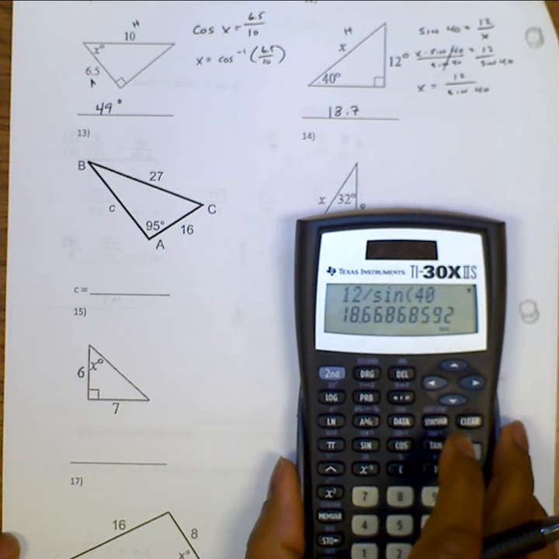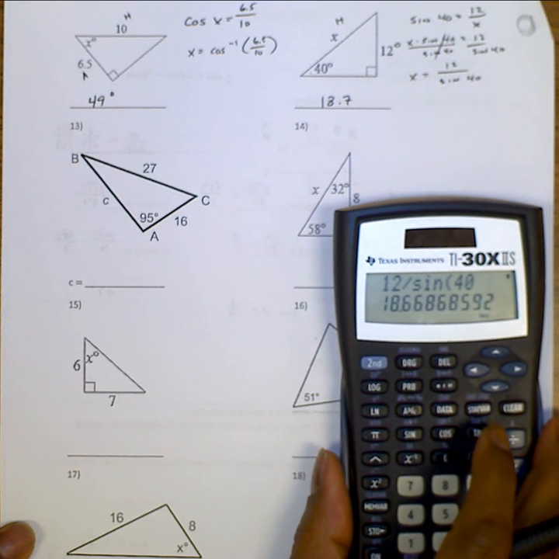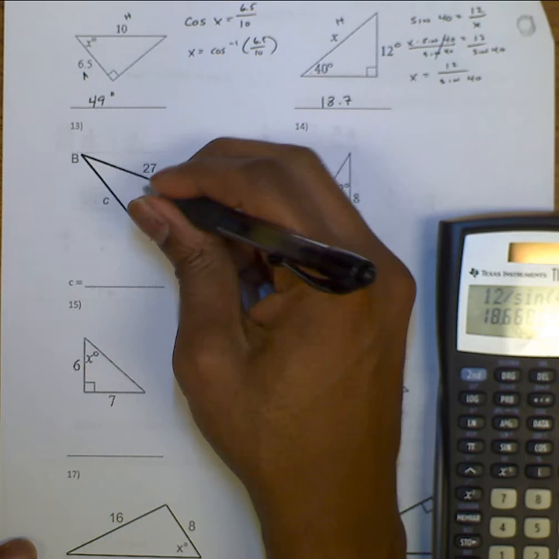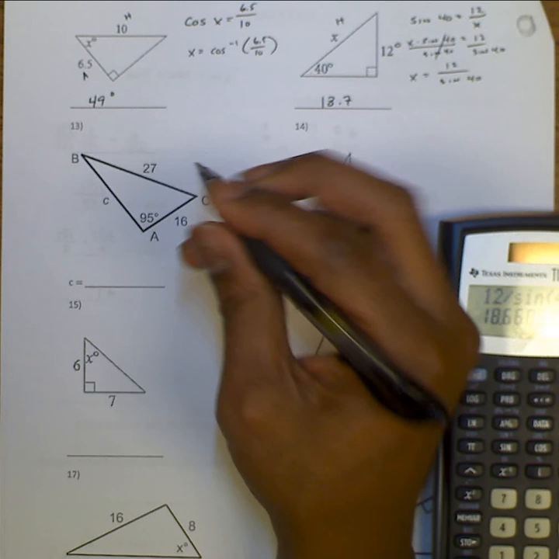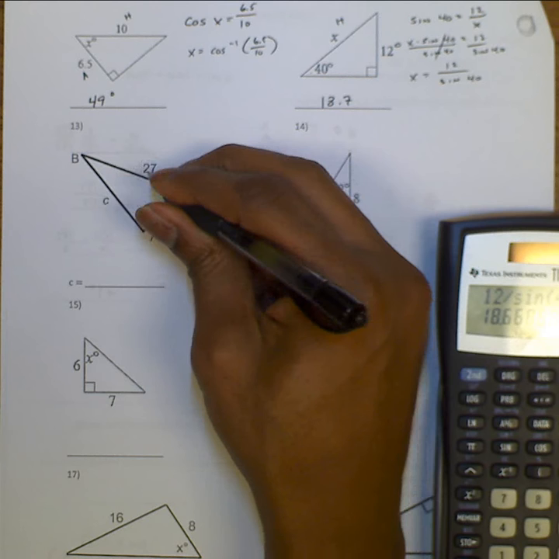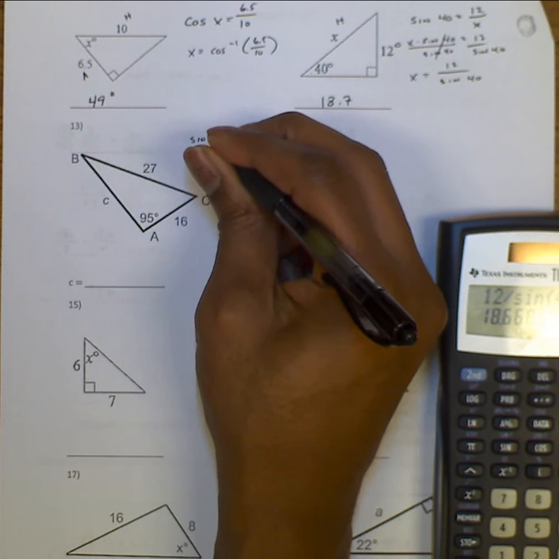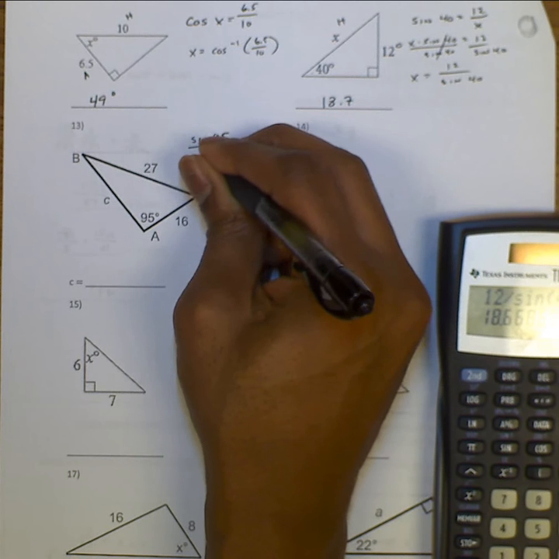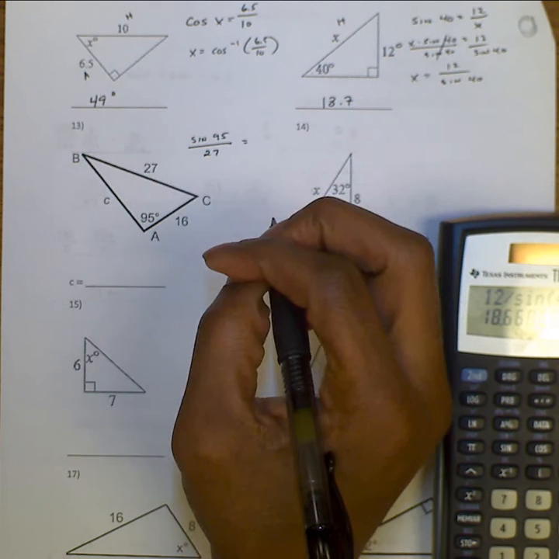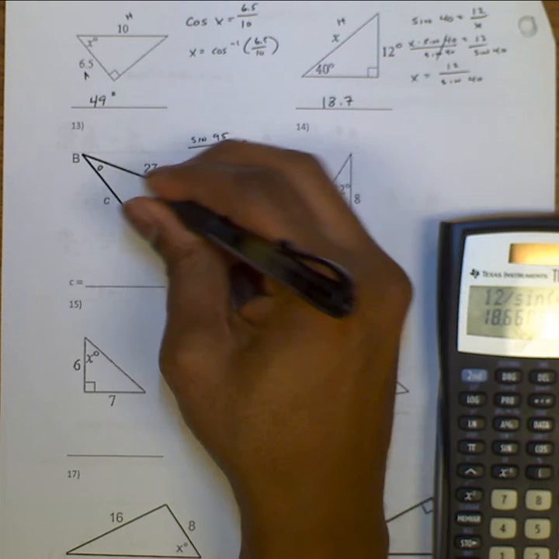Okay. Number 13 here. Notice that for 13, this is not a right triangle, so we can't just use SOHCAHTOA. We're trying to find C. And so what we have to do is, in a couple steps, we need to use this pair, sine 95 over 27. And I'm going to have to kind of work backwards because they want me to find side C first, but I have to find angle B since I know the side 16.